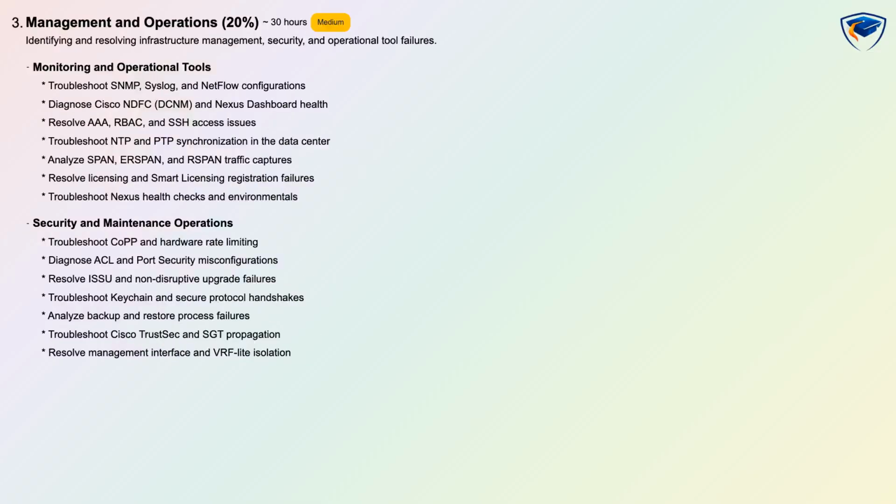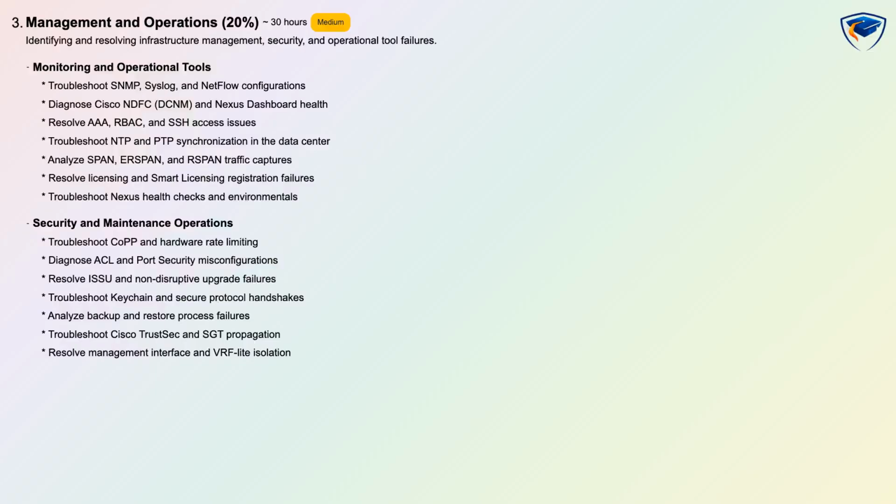Domain management and operations is 20%, rated medium, with an estimated 30 hours of learning and conceptual plus scenario-based assessment. You will identify and resolve problems in monitoring and operational tools including SNMP, syslog and NetFlow, and troubleshoot Cisco NDFC, DCNM and Nexus dashboard health and synchronization issues.